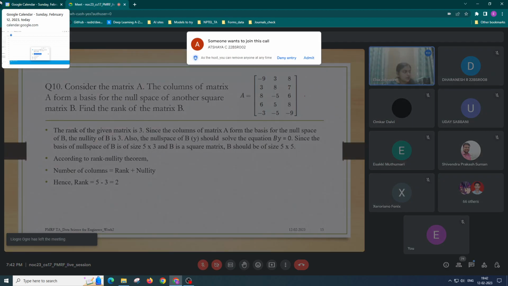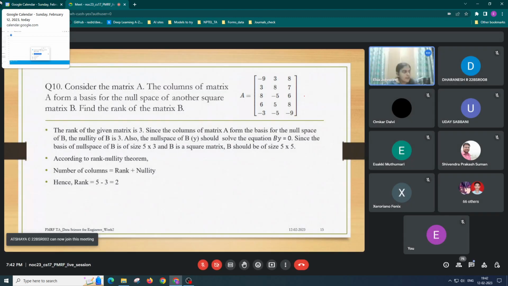Anyway, the number of rows is 5 and the number of columns is 3. So even if the rows and columns are linearly independent, the rank can only go up to 3. It depends on the number of rows and columns also. It's not a square matrix. So the rank of the given matrix is 3.